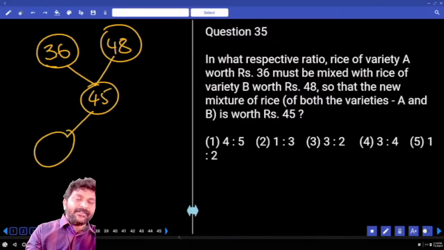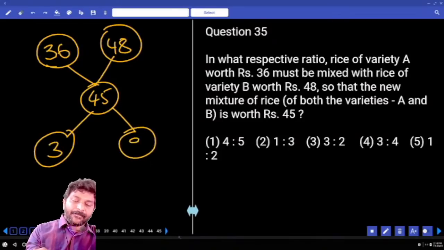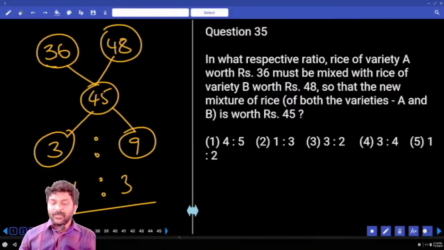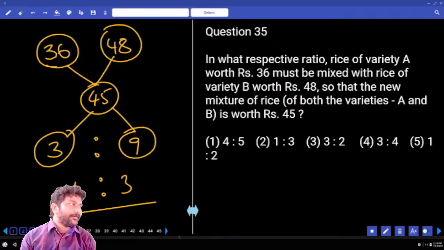Right. What is the difference between 48 and 45? What is the difference between 36 and 45? Then the ratio is 3:9. Simplified form, 1:3. Second option. Allegation mixture. Clear?